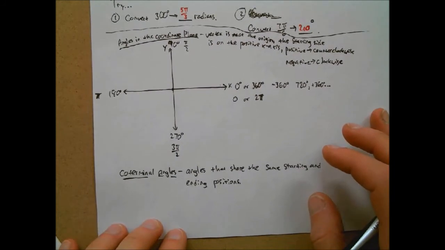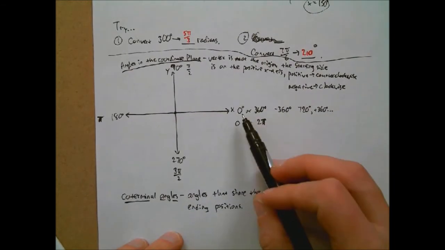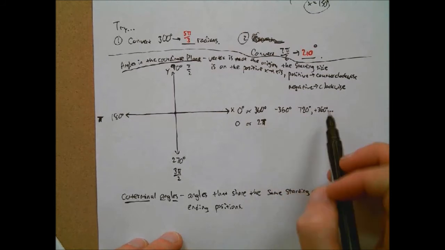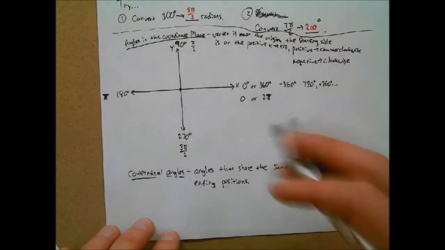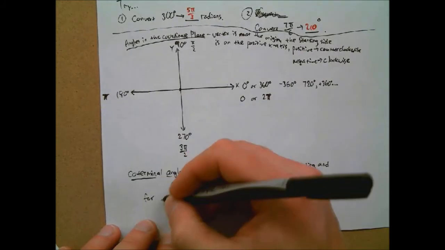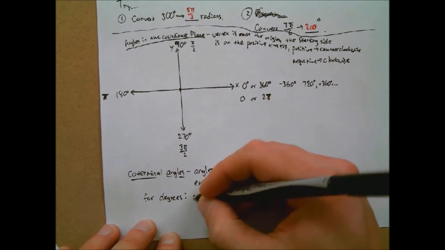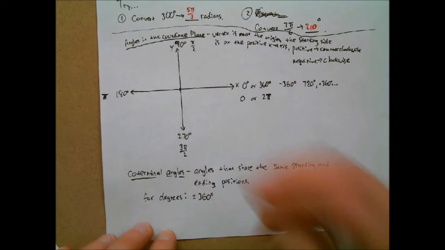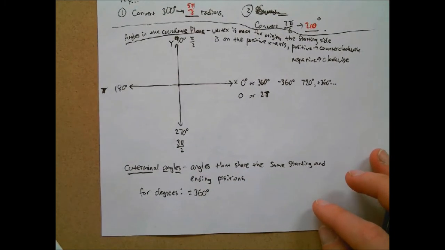Okay. So for degrees then, how are we getting these additional angles? What did we do? We start with 0, and we can just add or subtract what value? 360. Yeah, exactly right. So for degrees, we're going to add or subtract 360 to get more angles.